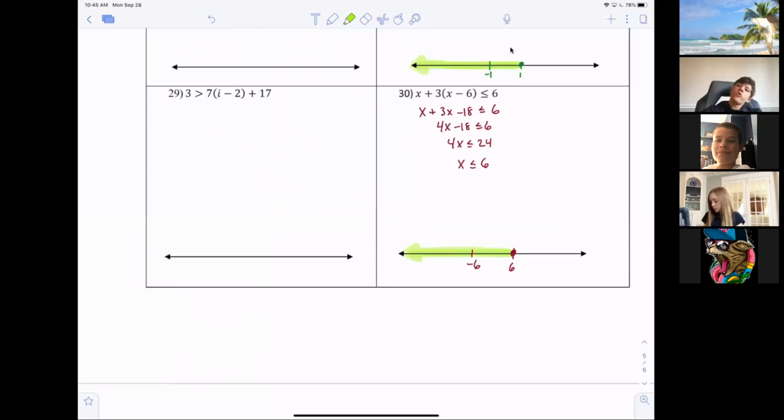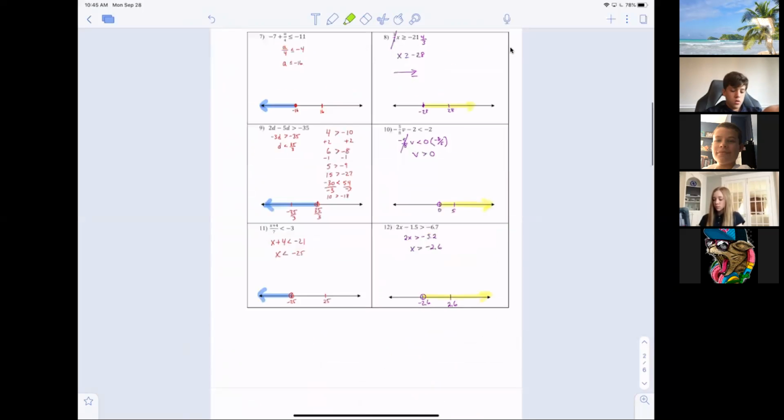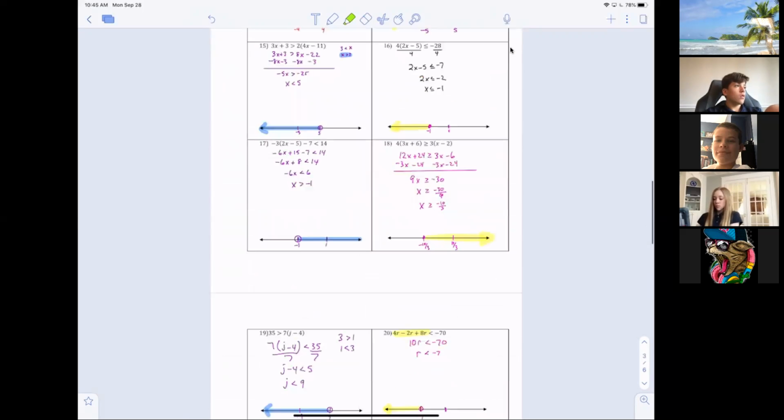Now, homework. Go down and do the odds. I don't think that's that bad. Solving equations, except this time they're inequalities. Tomorrow we're going to do interval notation. Same thing, but using interval notation.